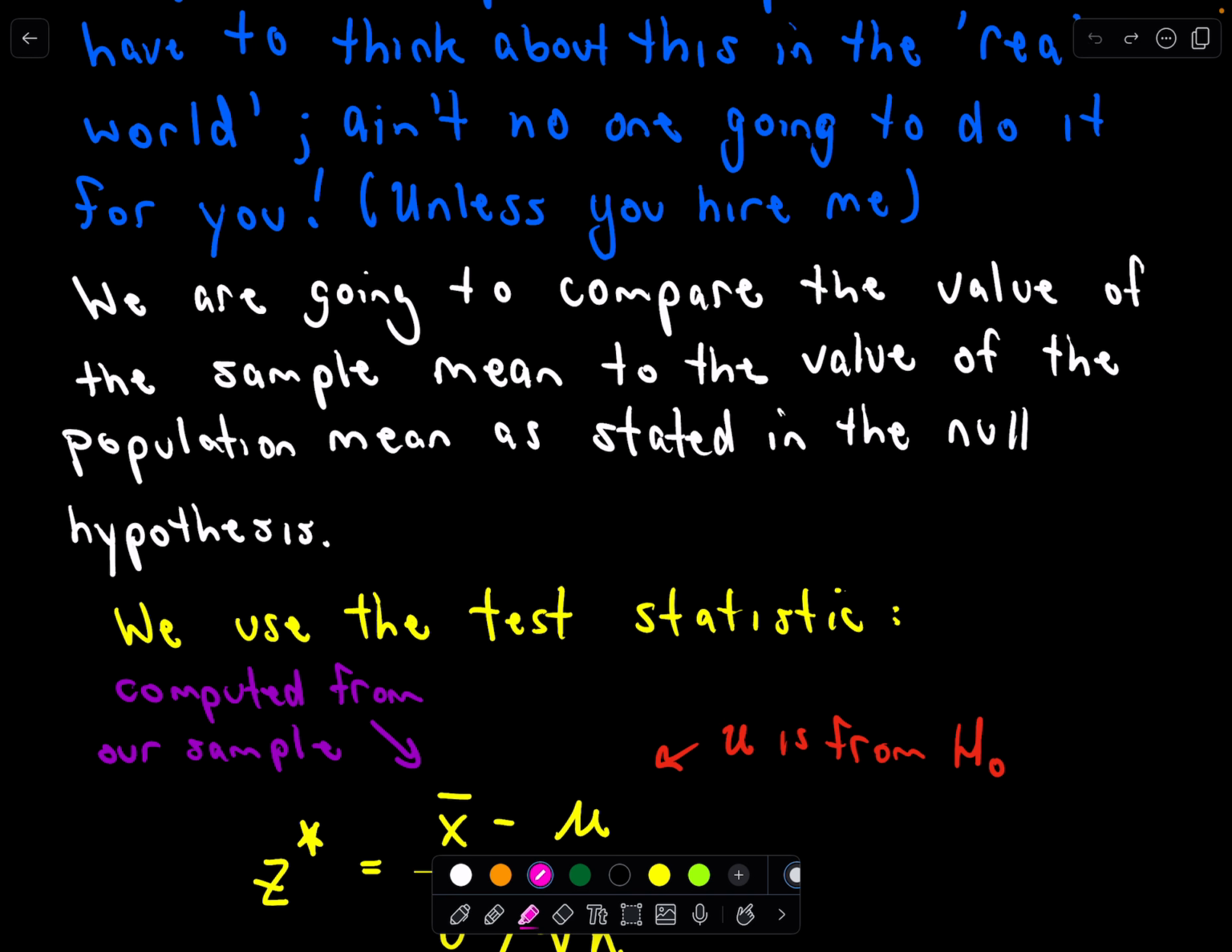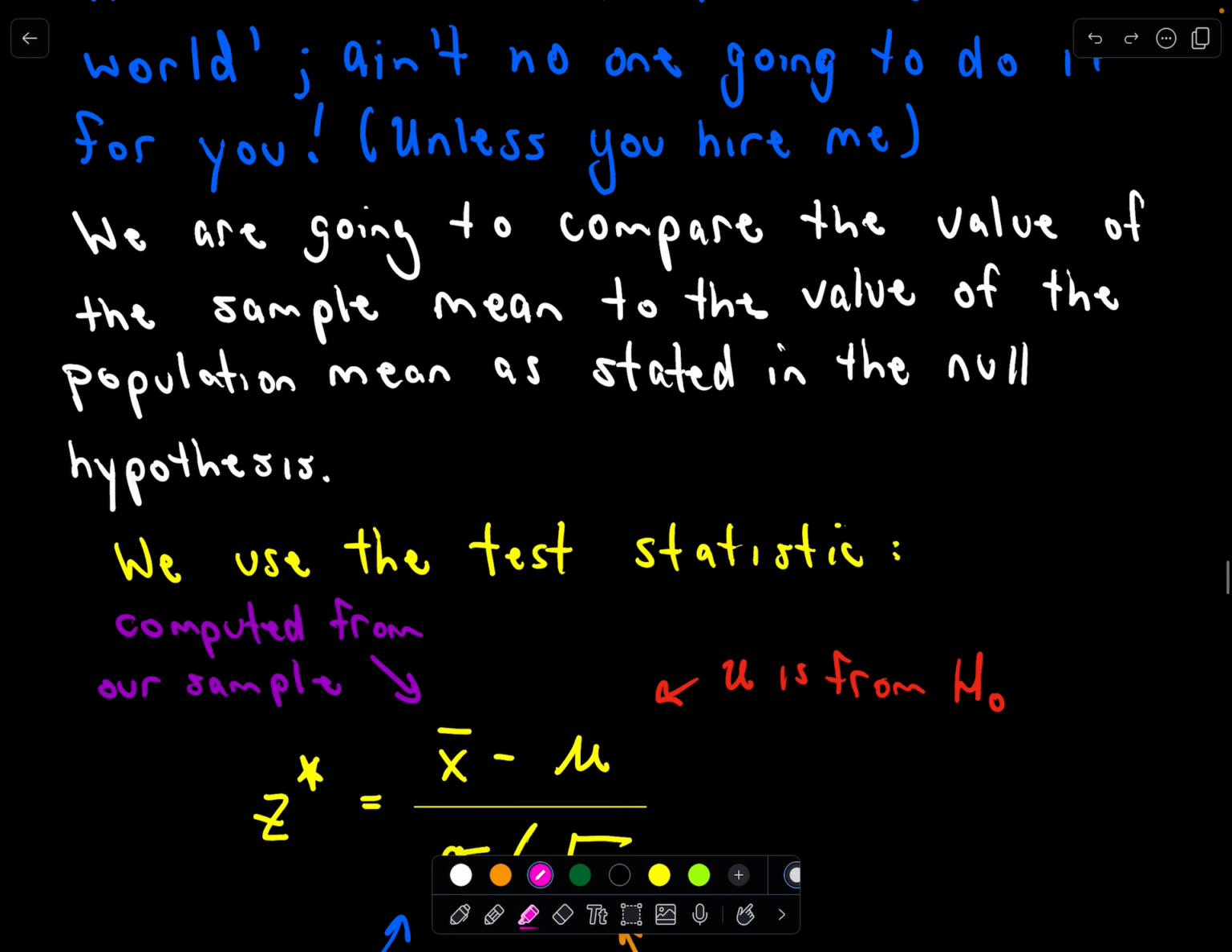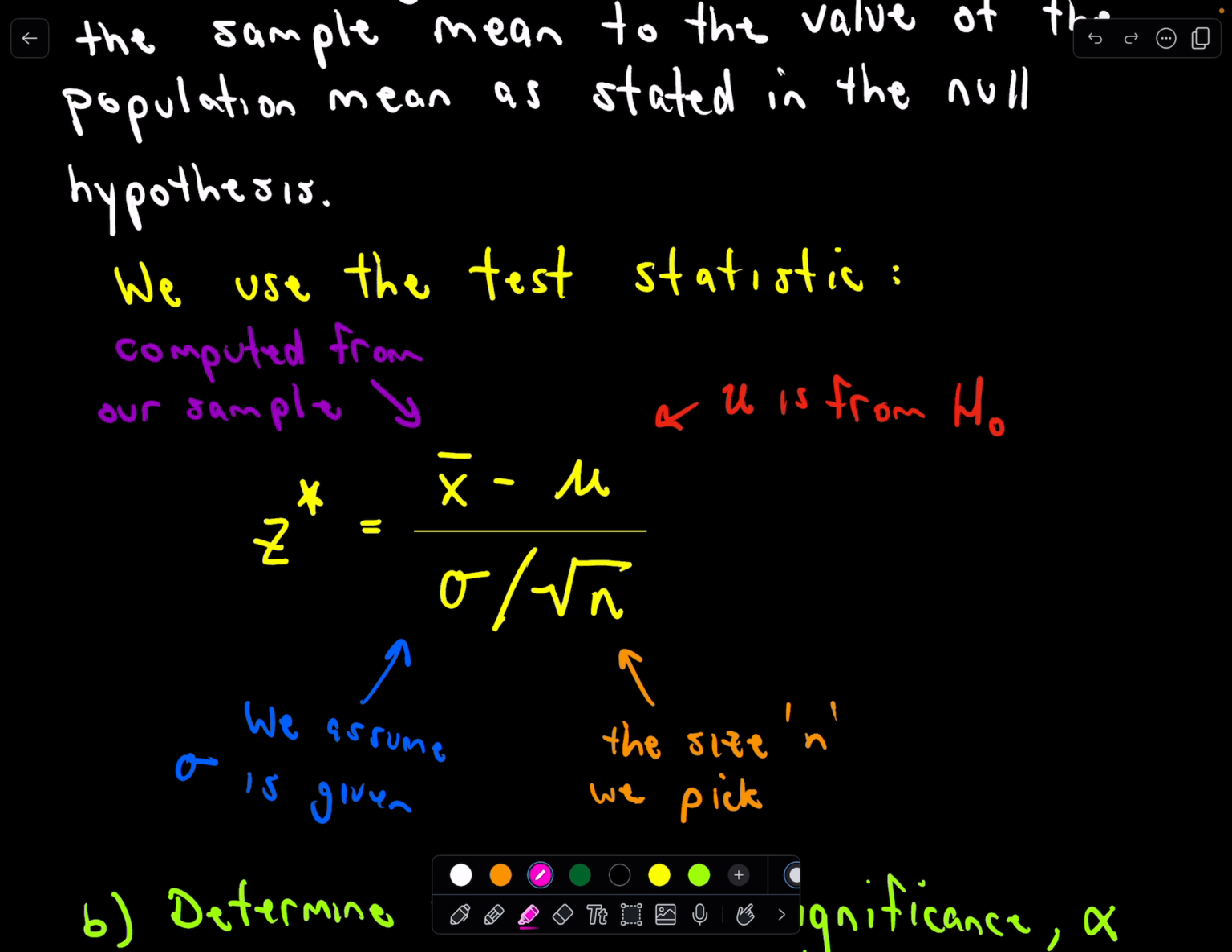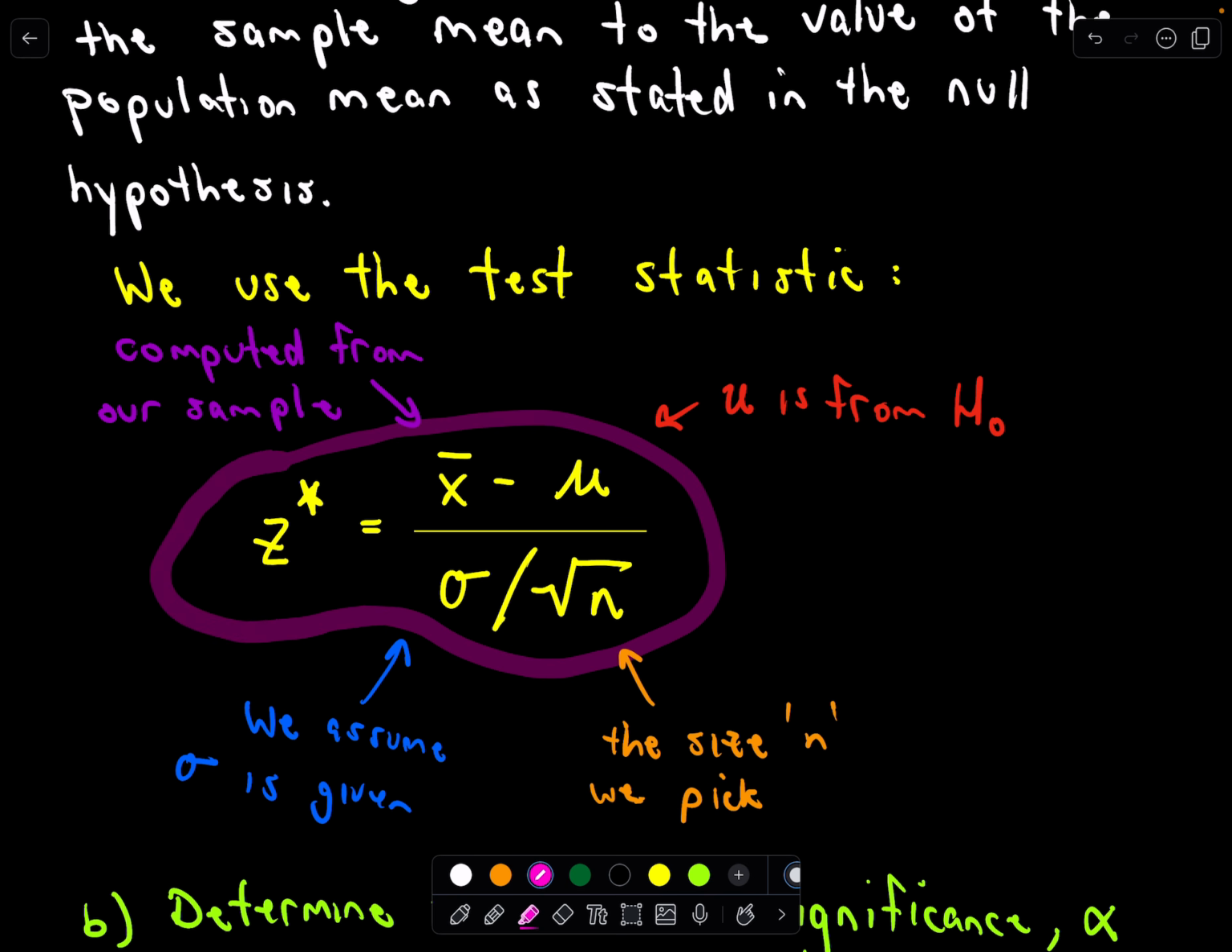So we're going to look at what our data says, and we're going to compare that to our null hypothesis and see if they jive, right? Okay, so we're getting close. This is going to be the test statistic that we use. So this is important. If you're one of those people watching a video and taking notes, definitely put this little Z star in your notes.